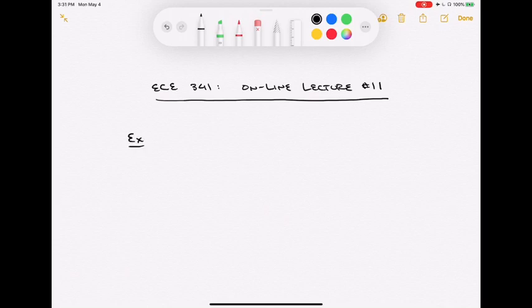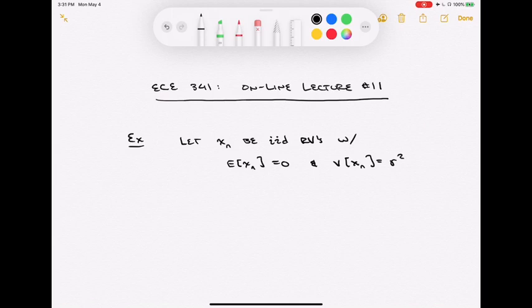And this is an example that will help illustrate some of the ideas behind what we've been studying in chapter 13 on stochastic processes. So let's go ahead and take a look at a stochastic process. Let x of n be an IID random process with the expected value of x_n equal to 0 for all n, and let the variance of x_n be equal to some amount, we'll call it sigma squared, that is independent of n.